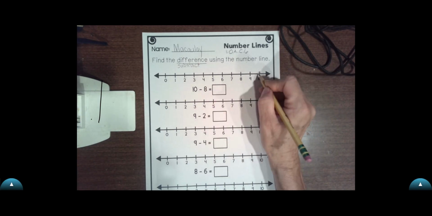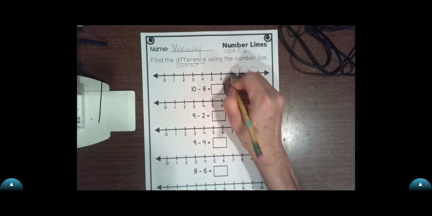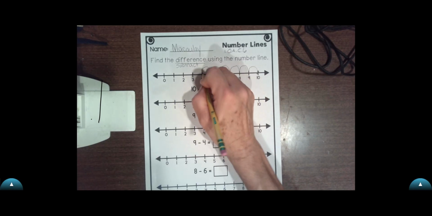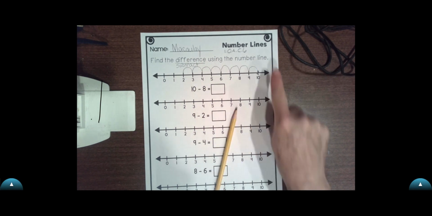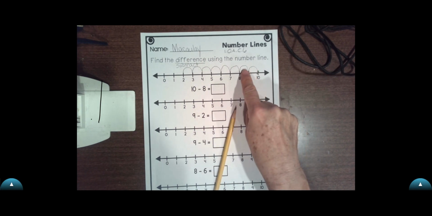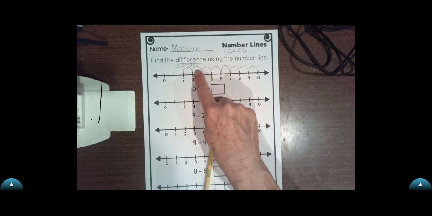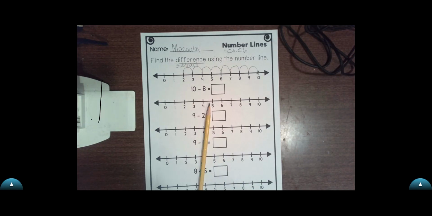So how many bumps am I going to make? 8. Let's do that. 1, 2, 3, 4, 5, 6, 7, 8. I'm going to count them. 1, 2, 3, 4, 5, 6, 7, 8. Yes, I made 8 bumps. Go ahead and draw your bumps and make sure you count them when you're done.